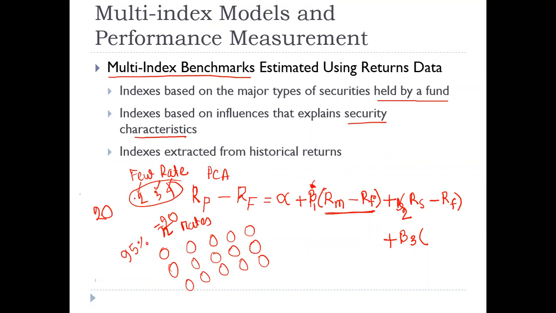Now, when you have only 2, 3, or 4 variables based on which you can talk about 20 rates, approximately 95% variation, do you need to analyze the 20 rates individually, or you need to be happy with these few variables? Because based on these variables, you can speak about what is going to happen to these 20 rates. Is it plausible?